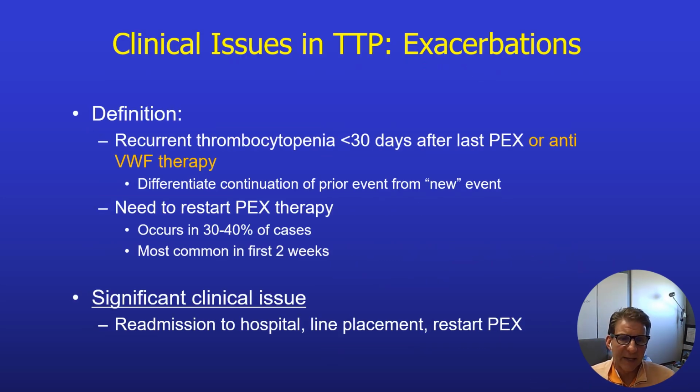But it's important to emphasize that exacerbations of TTP are a significant clinical event. As was said already, it's defined as recurrent thrombocytopenia and the need to restart plasma exchange therapy within 30 days of the last plasma exchange or anti-VWF therapy. So it essentially measures whether therapy could prevent or block the recurrence of the disease. This is a recurrence in the first month after treatment is stopped. It tends to occur in the first 2 weeks. It will occur in a third of patients, and it is a significant clinical event. Patients are typically required to go back to the hospital. A central line has to be replaced, and they're essentially starting over with another course of plasma exchange therapy.